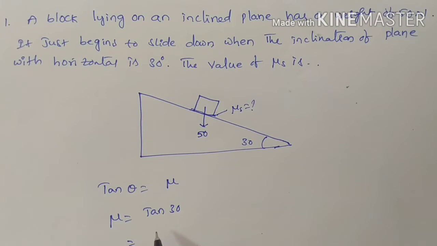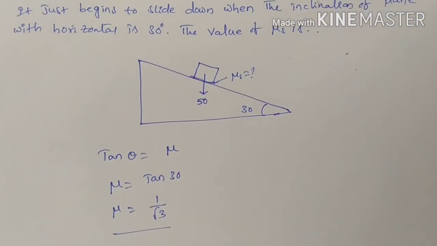Now what is the value of tan 30? Tan 30 is equal to 1 by root 3. So here mu is equal to 1 by root 3. So this is the answer for this problem. Simple way. Okay.